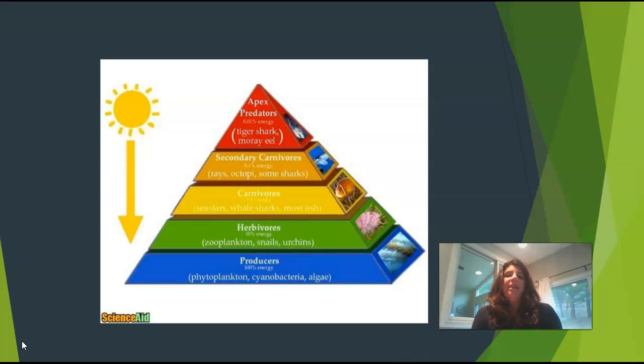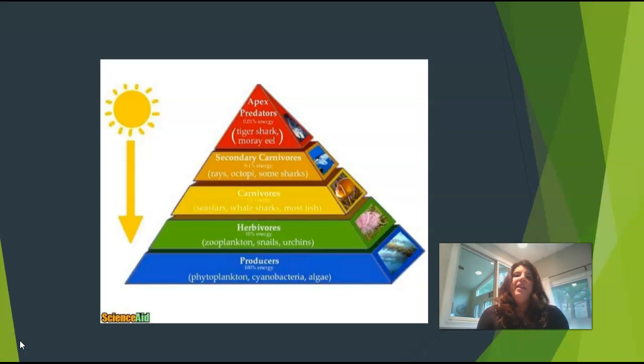So by stepping back and thinking about the components of the system, so plants, producers, herbivores, those that eat plants, carnivores, those that are meat eaters, and then secondary carnivores or tertiary carnivores, we can actually break down the components of a system into a more manageable way to study and understand and see how the system actually works.